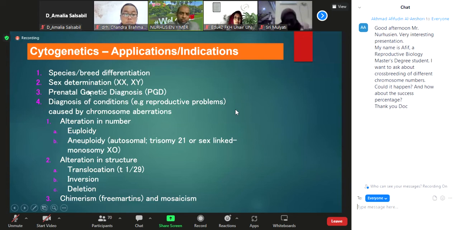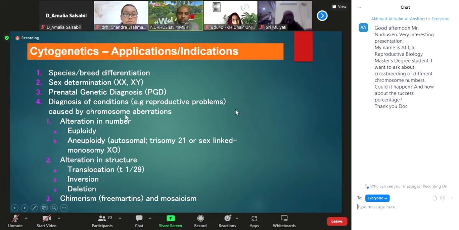And then we have the prenatal genetic diagnosis, PGD, and this is usually conducted in human cytogenetic labs. And we have also diagnosis of conditions, especially reproductive problems associated with chromosomal abnormalities. In this case, cytogenetics also plays a lot of importance. And that's why sometimes I refer to it as reproductive cytogenetics.